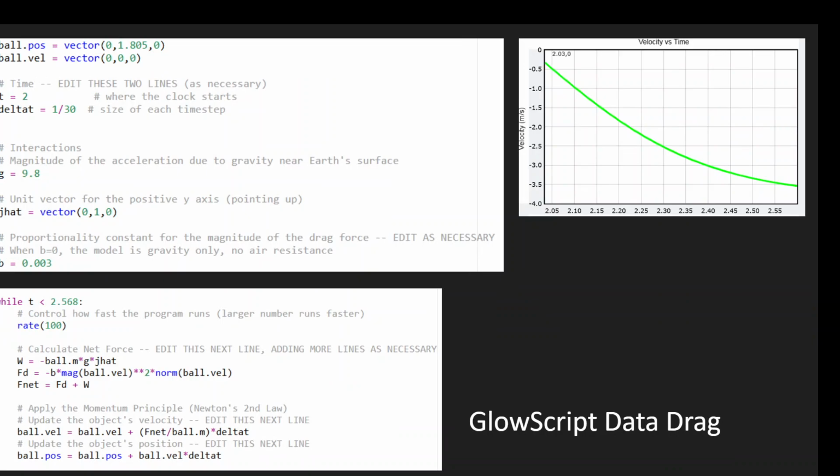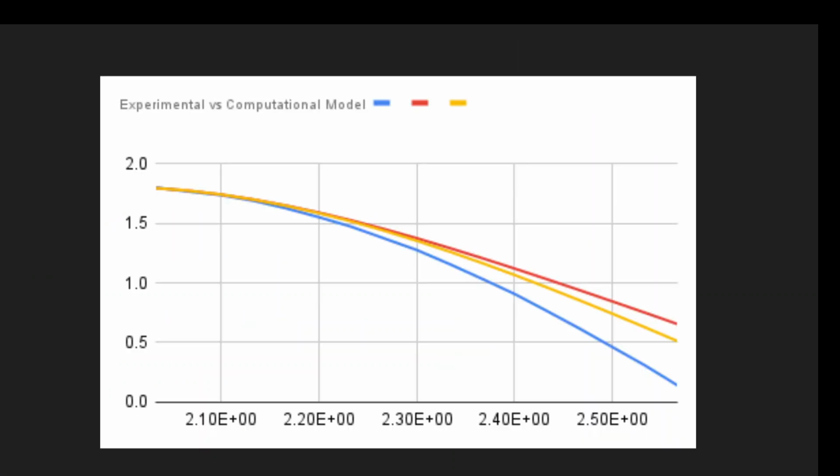In this section, I'll set the b constant as 0.003, and then I'll include the drag force by the equation minus b multiplied by the magnitude of the ball velocity squared, multiplied by the norm of the ball velocity vector, and then the net force will equal the sum of the drag force and the gravitational force. So this is the model.